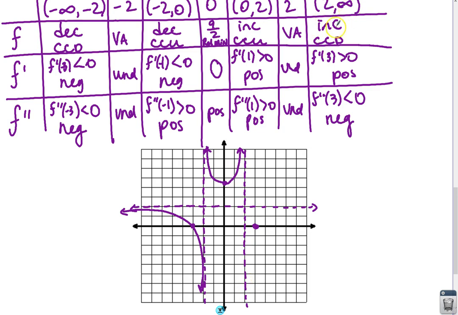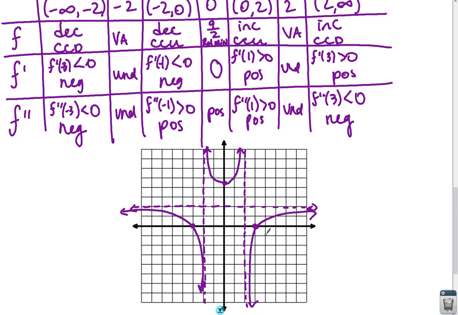From 2 to infinity, my function is increasing but concave down and still has to go through my x-intercept here. So it's going to look like that. Boom, done. All of that lovely work, and it created this beautiful rational function.